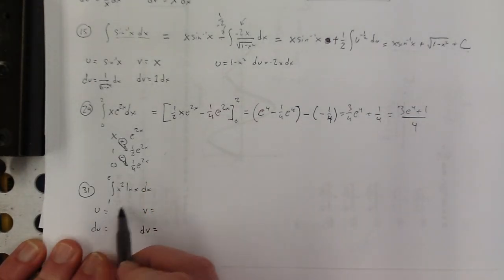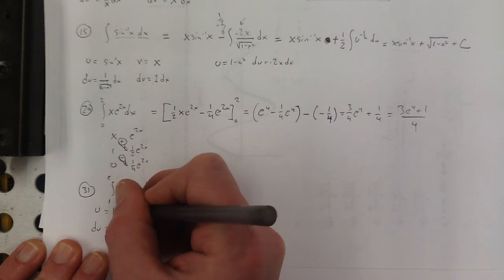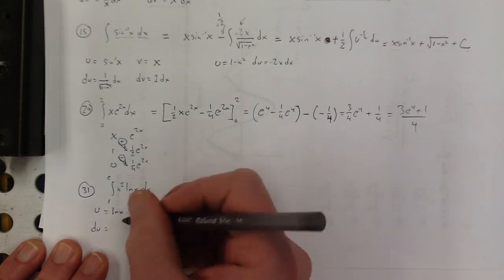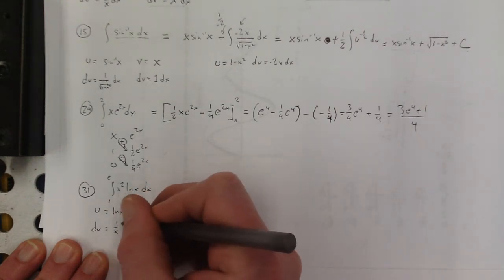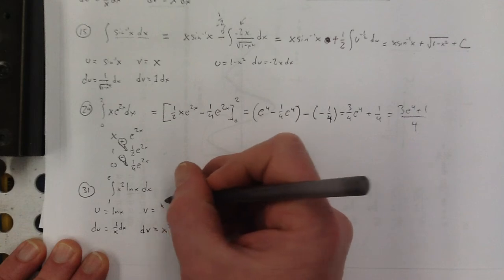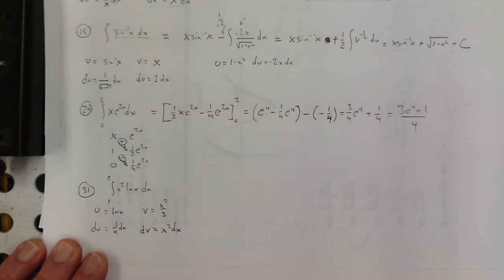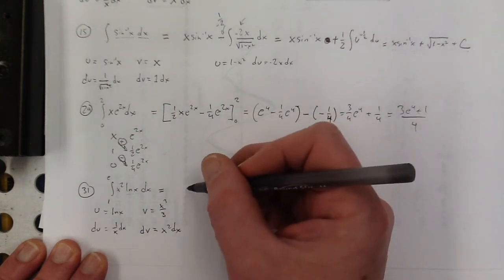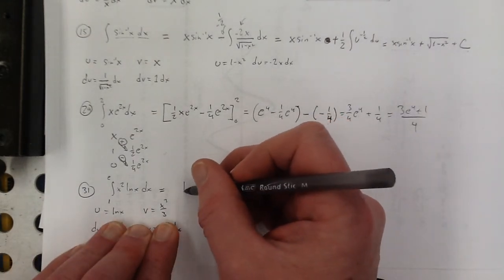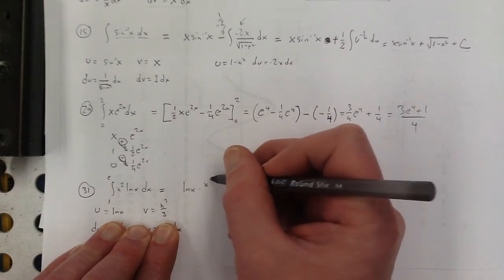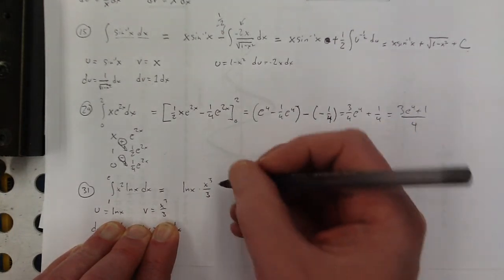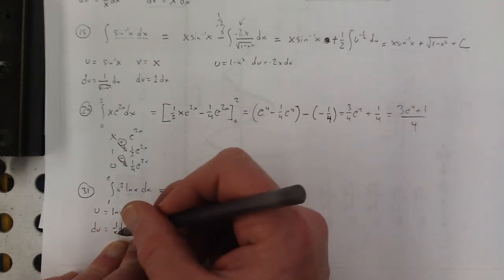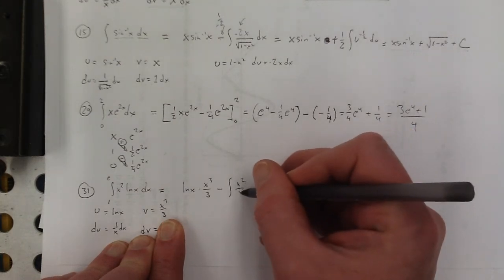I have to pick the LIATE. I got logarithm, so that's got to go first. And then my algebraic will go here. So the derivative of natural log x is 1 over x dx. The antiderivative of x squared is x cubed over 3. So the rewrite of this is going to be uv, it's natural log x times x cubed over 3, minus the integral of v du, which is x squared over 3.